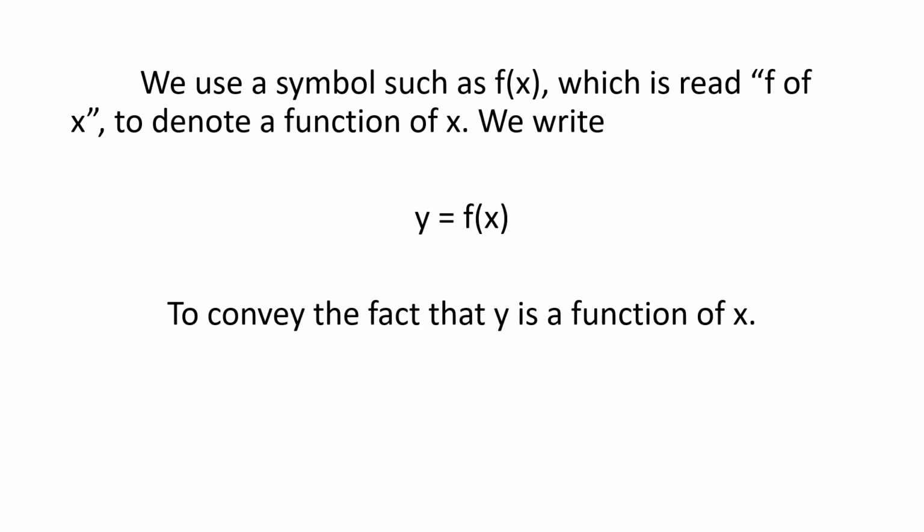So we use symbols such as f of x to denote a function of x. So we write y is equal to f of x. So we use y to represent a function. So it can be f of x, u of x, r of x, m of x, o of x. So to convey the fact that y is a function of x, we simply put values on it. So if we put the values of x, there's a possibility that your y increases or decreases once your x also increases.